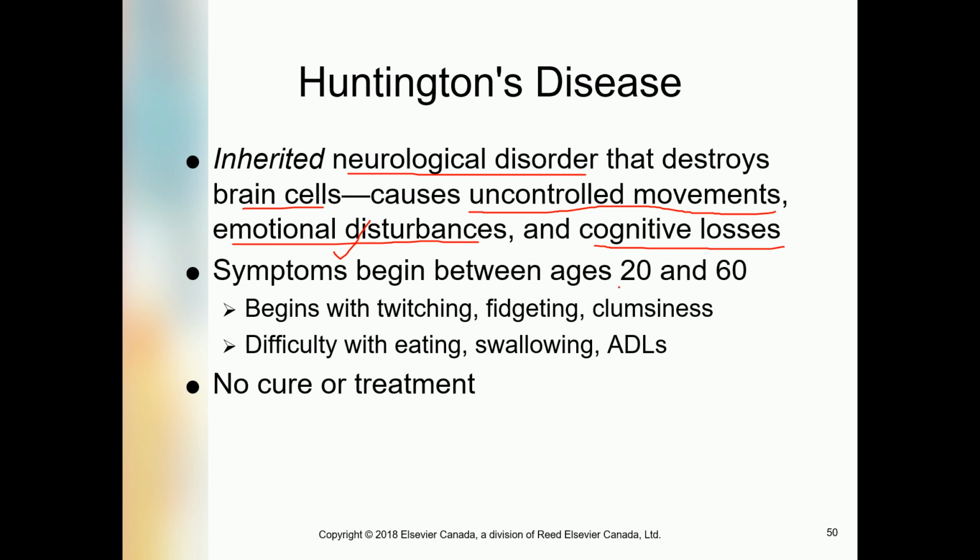Symptoms begin between the age of 20 and 60. This is the age factor people are at risk of getting. It begins with twitching of the muscle in the face. The muscle is twitching, people are fidgeting, clumsiness, very lazy and feeling sleepy, difficulty with eating and swallowing. People have a choking problem with Huntington's disease because swallowing is impaired and activities of daily living are also impaired. No cure or treatment, but still they are giving medication for symptom management.